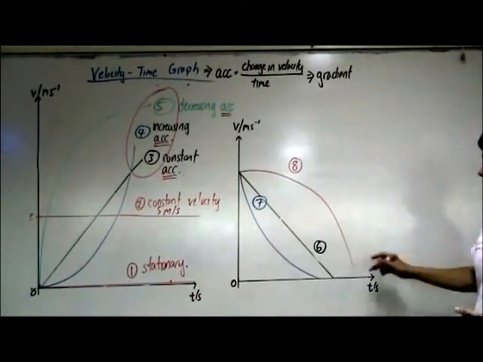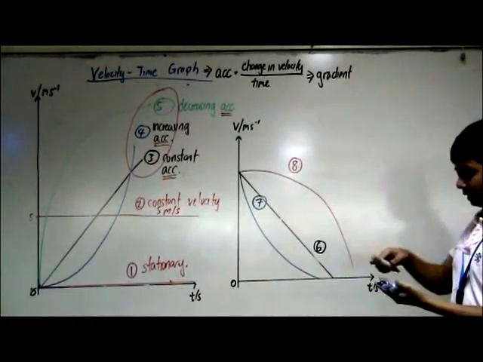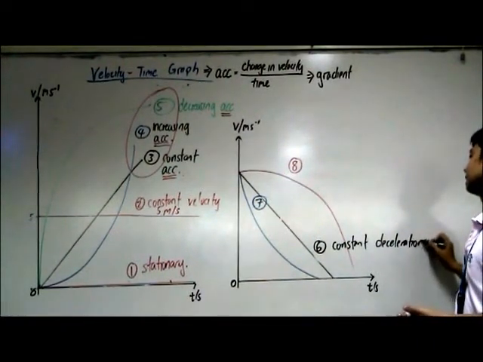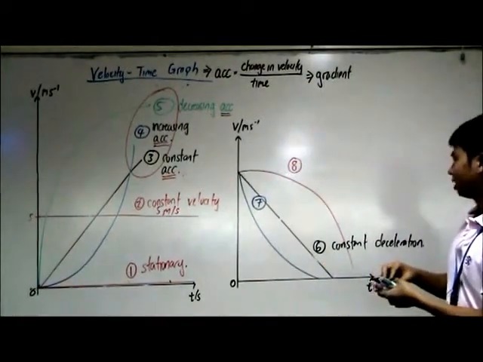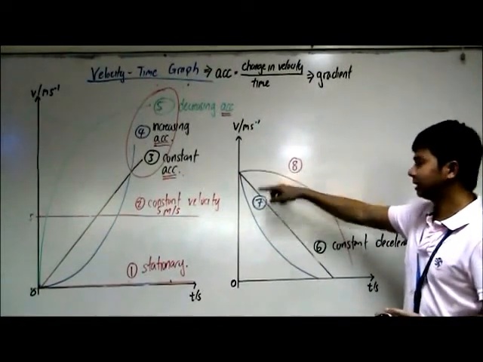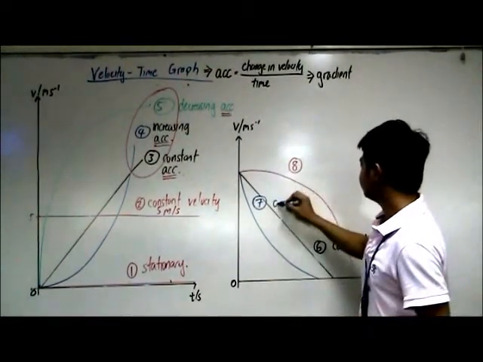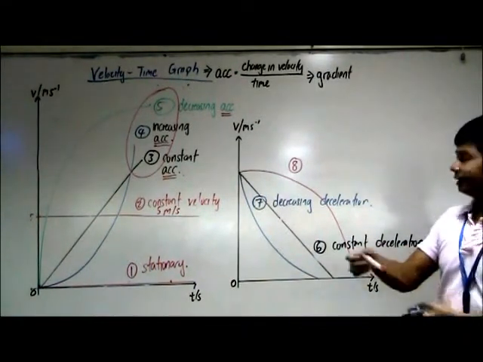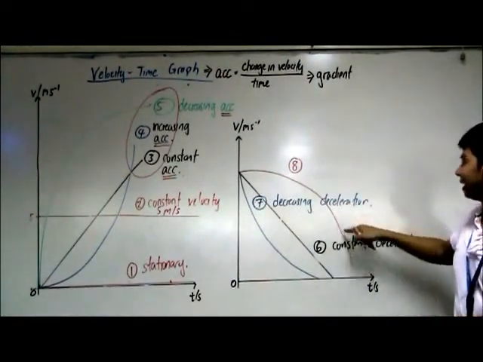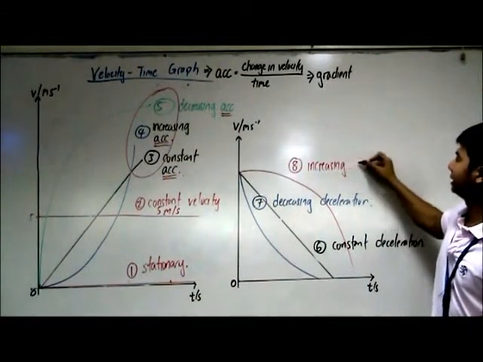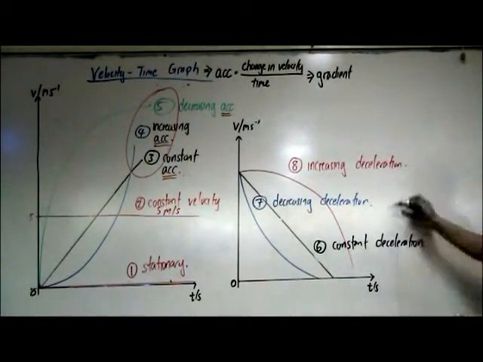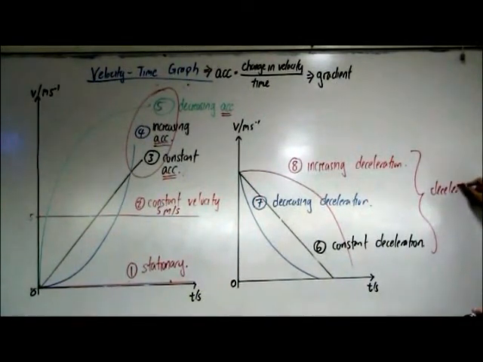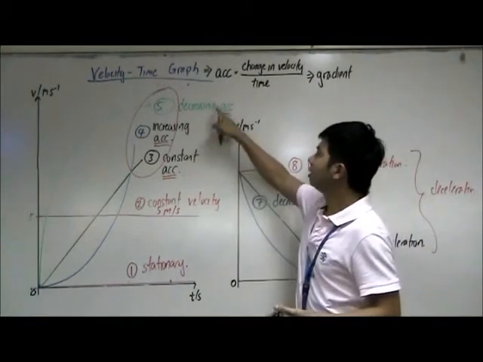Okay, let's look at 6. Graph 6 has a constant gradient. So in this case, we say that it is traveling at constant deceleration. Graph 7 is sloping downwards, so it's decelerating, and it has a decreasing gradient. So we say that it's moving at decreasing deceleration. Okay, graph number 8, the gradient is getting higher and higher, so we say that it is increasing deceleration. Okay, so to summarize again, when the velocity time graph is moving downwards, it's deceleration. And when it's moving upwards, we call this acceleration.